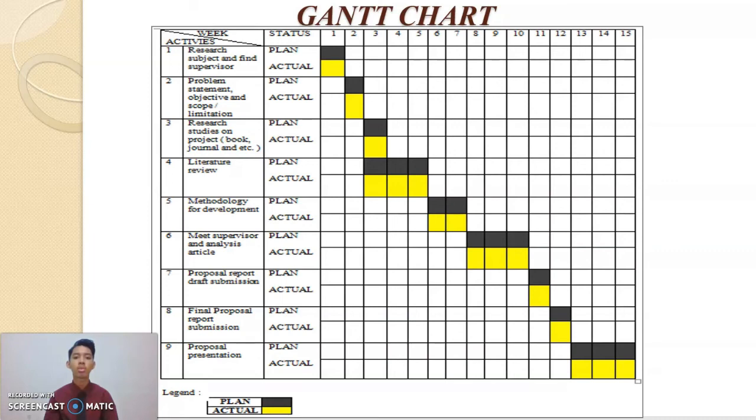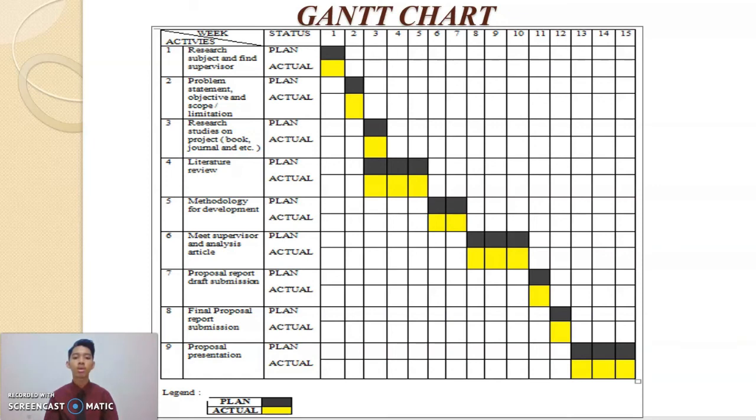Next, in the third week, we did a research study with reference to books, journals, and more. For the fourth to fifth week, a literature review was conducted for each of the important parts of the project. In addition, the methodology for development continued in the 6th and 7th weeks. After that, we met with the supervisor and analyzed the articles used in the project proposal for reference in the 8th to 10th week. For the 11th week, the proposal report draft was submitted to the project lecturer for initial review. In the 12th week, the final proposal report is submitted for thorough review.